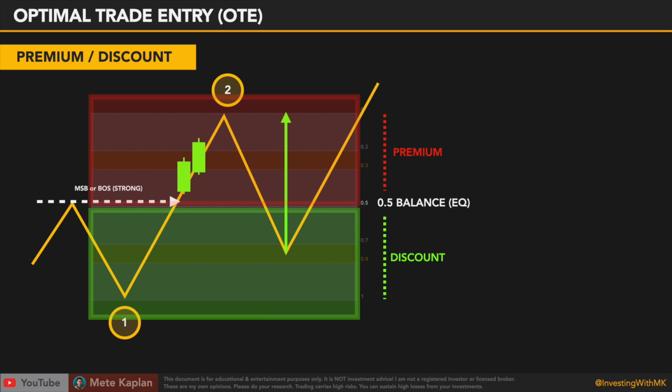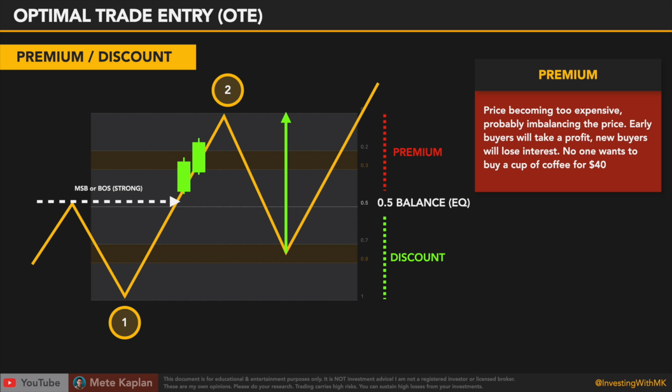So, what is the idea then? Again, a simple supply-demand issue. In the premium area, price becomes way too expensive to buy. This is a place where early buyers take profit.